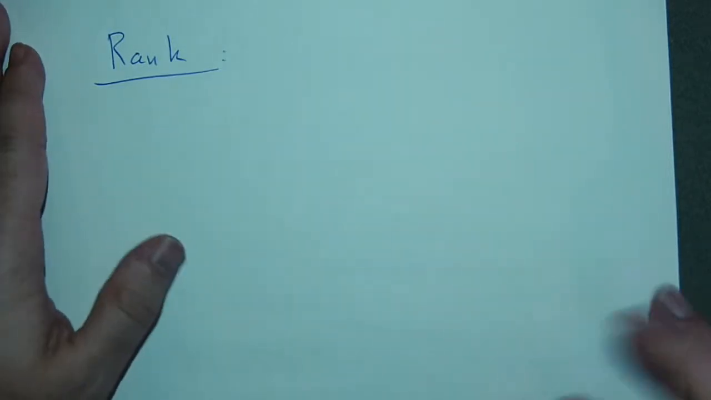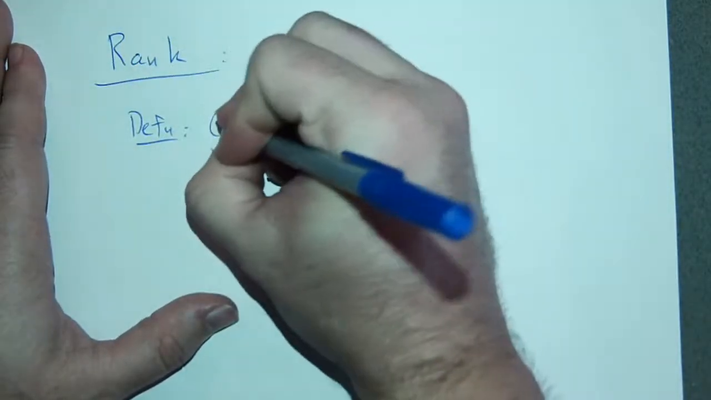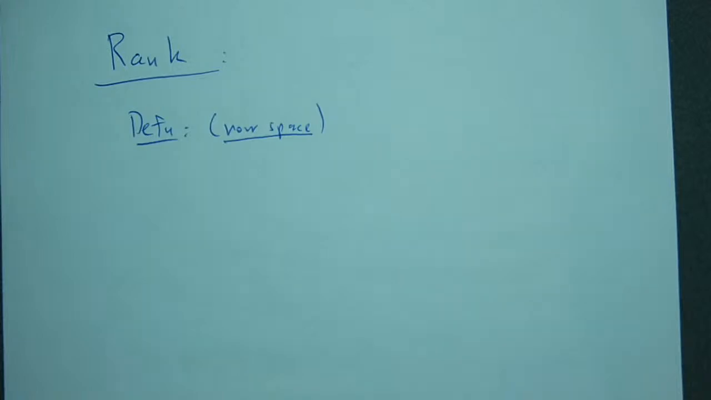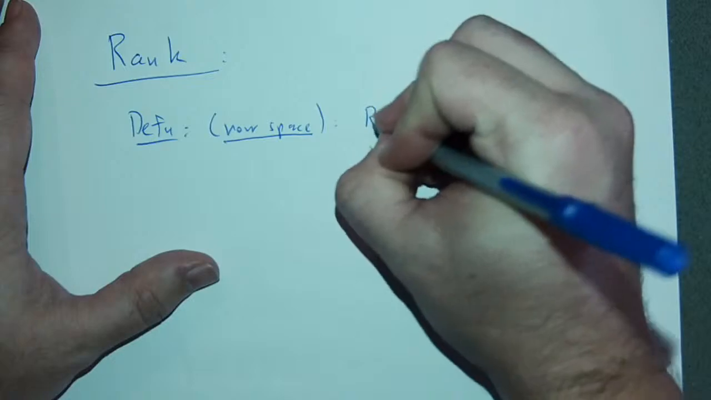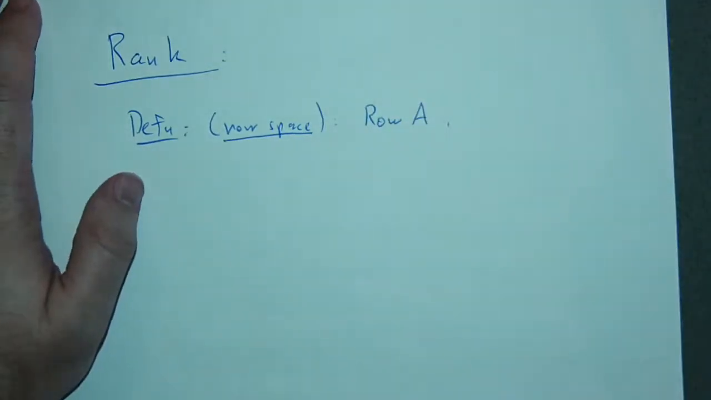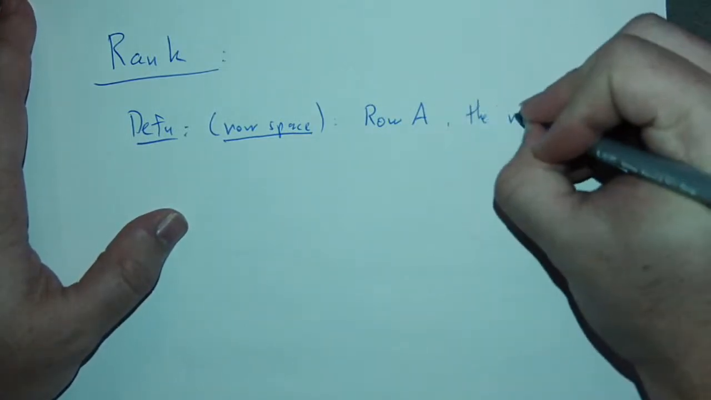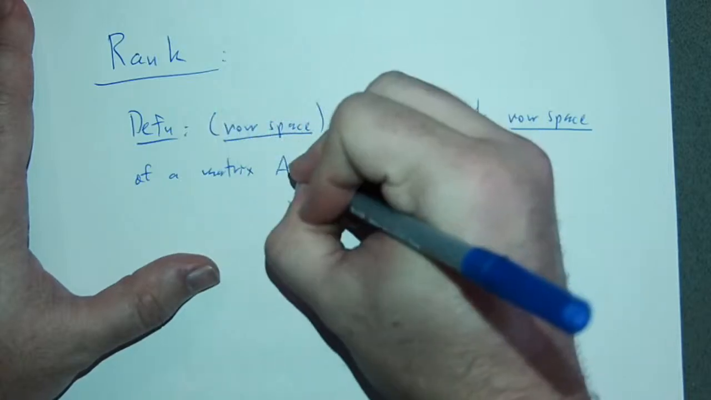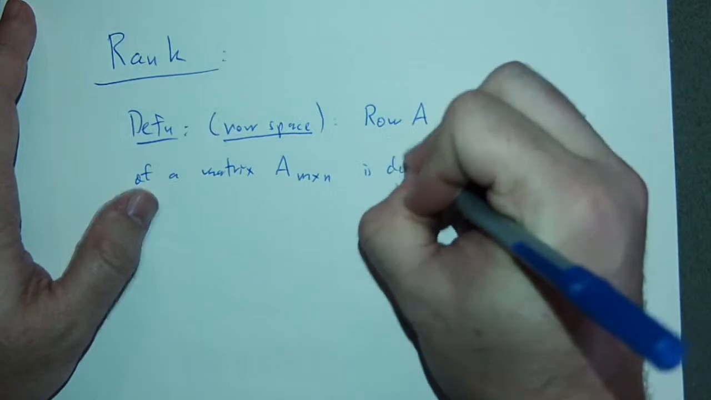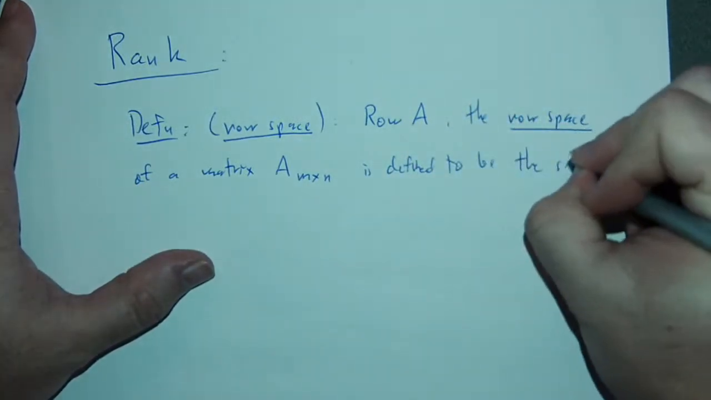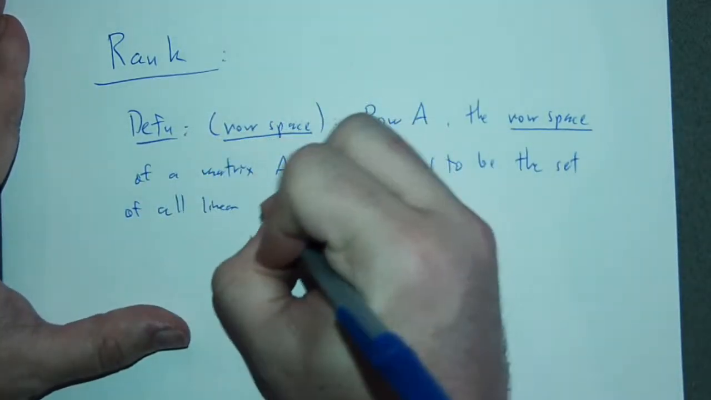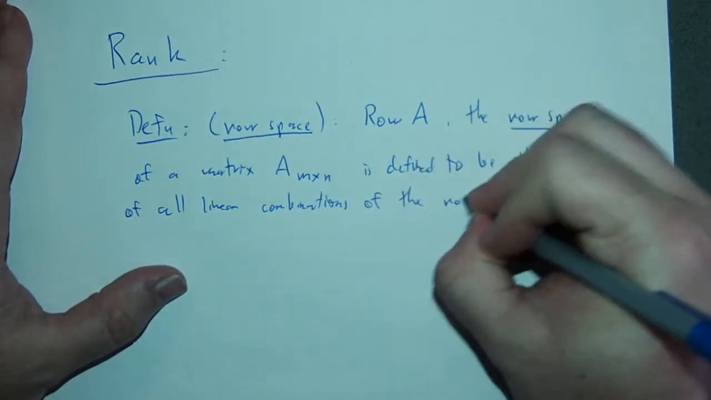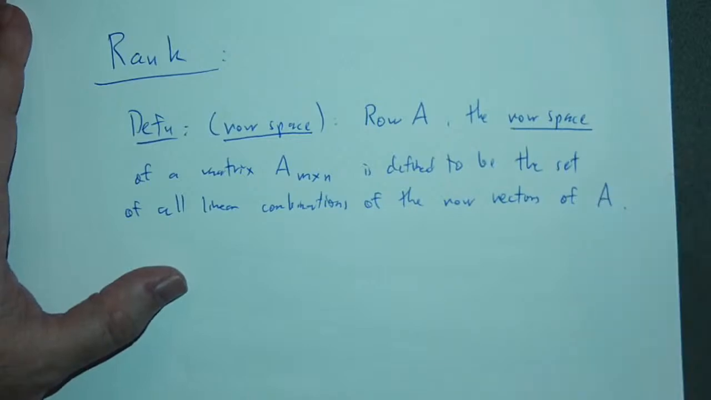Okay, so first definition is row space. We already have the null space and the column space of a matrix. What's the row space? It's exactly what you think it is. Row A, the row space of some m by n matrix A, is defined to be the set of all linear combinations of the rows of A, of the row vectors. Okay.